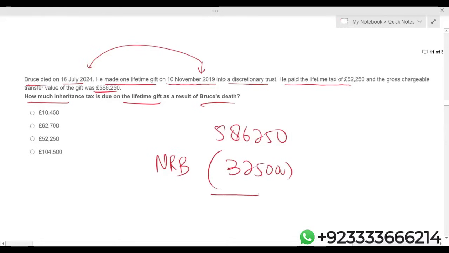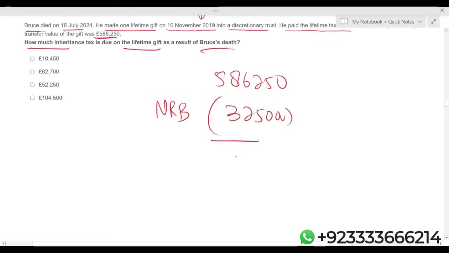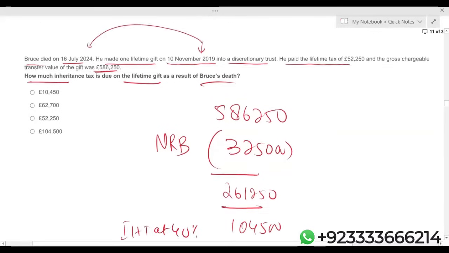3,25,000. Let me use the calculator. 5,86,250 minus 325. I'm getting 2,61,250. IHT, of course, at 40%. Let's take 40% of this. I'm getting 1,04,500. Okay, now.